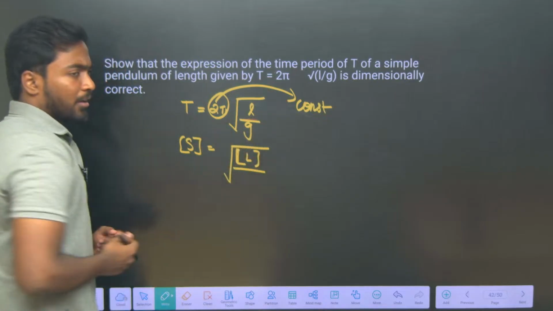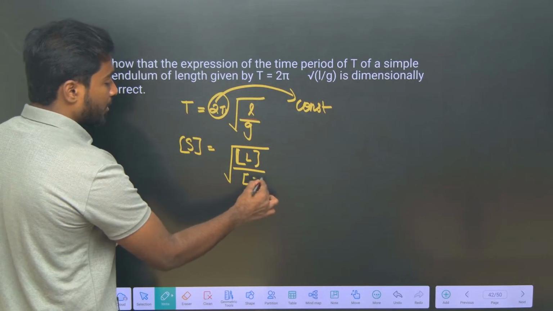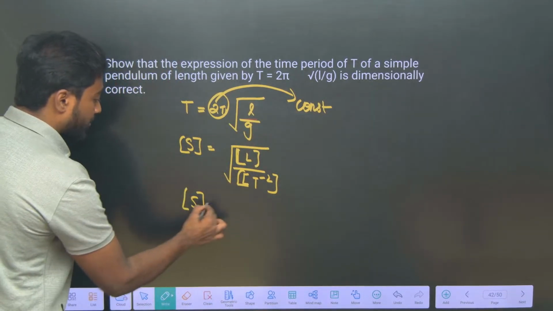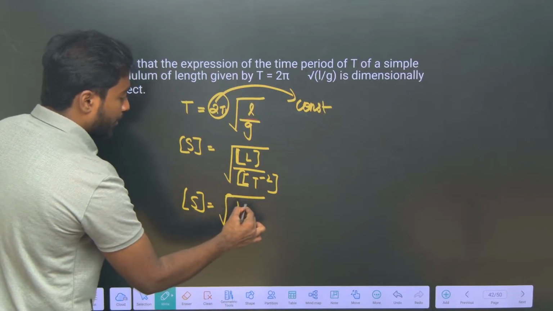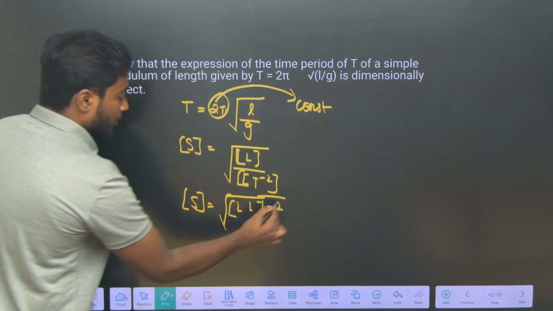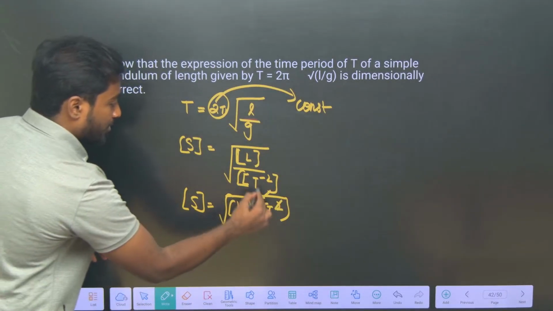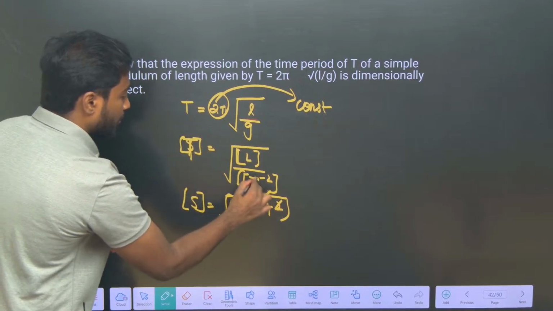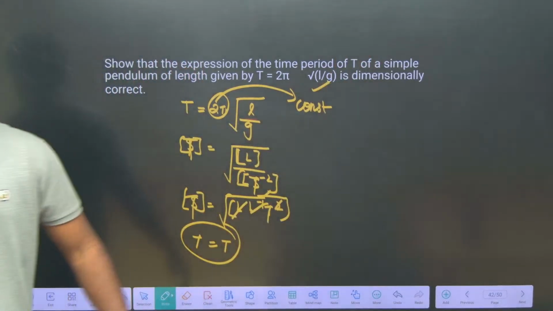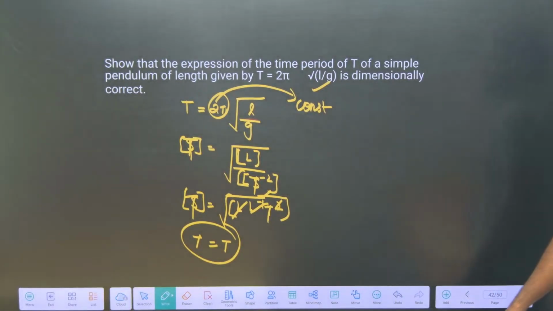Gravity is nothing but acceleration, length over second square, so L T power minus 2. So when I take this upside, what happens? It becomes root of L power minus 1 T power 2. The L's get cancelled off, and T power 2 under the root gets cancelled off, leaving T, which is nothing but seconds. So T equals T, so it is dimensionally correct.